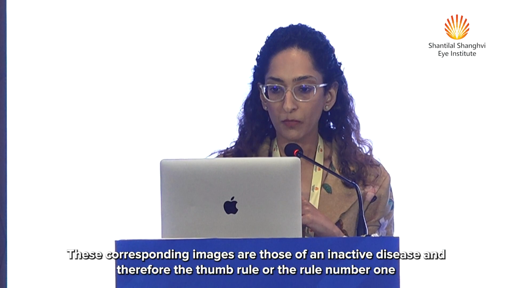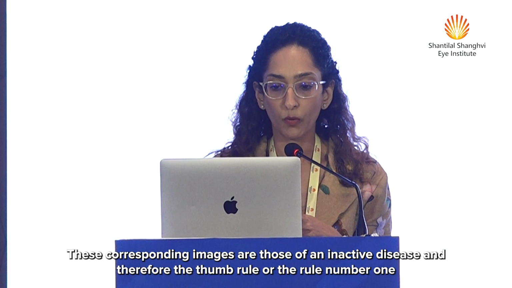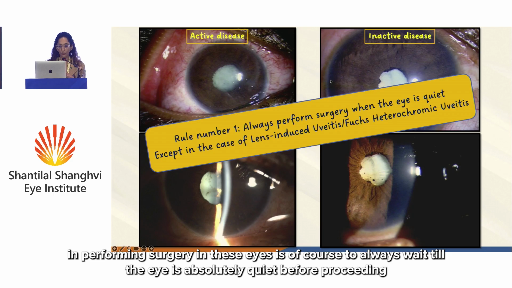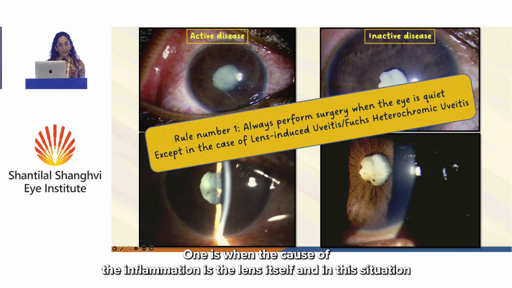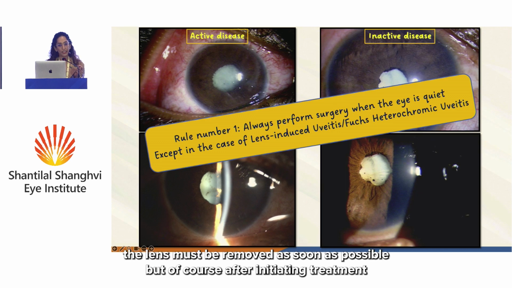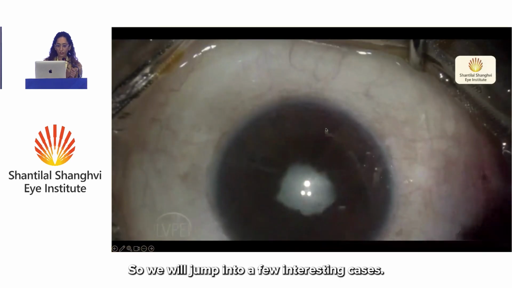These corresponding images are those of an inactive disease, and therefore the thumb rule, or rule number one in performing surgery in these eyes, is of course to always wait till the eye is absolutely quiet before proceeding with any surgery. This applies to all cases except two important exceptions. One is when the cause of the inflammation is the lens itself, and in this situation the lens must be removed as soon as possible, but of course after initiating treatment. And the other is Fuchs heterochromic uveitis, where we don't wait too long either. So we'll jump into a few interesting cases.